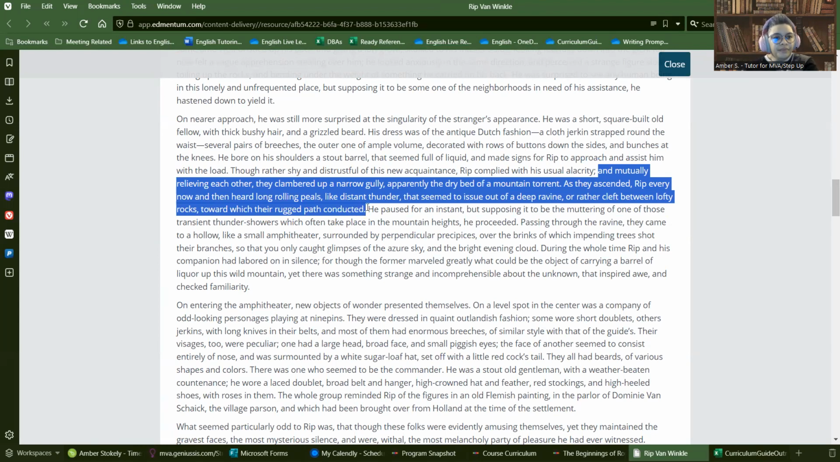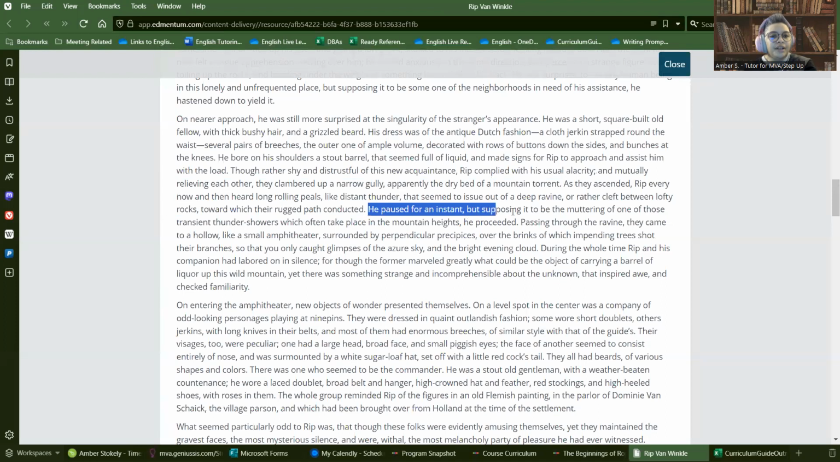So, rolling peals is like the description of a sound. Think of that sort of low bass sound that you get from thunder. If thunder lasts a really long time, it just sort of feels like it's rolling on and on. So that's the kind of sound they're describing. And it says that basically Rip thinks that it might come from a deep ravine. So that's like maybe an offshoot of the river. And it seems like they're headed towards one.